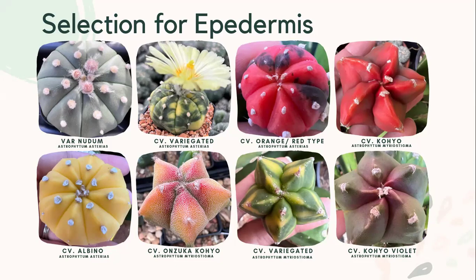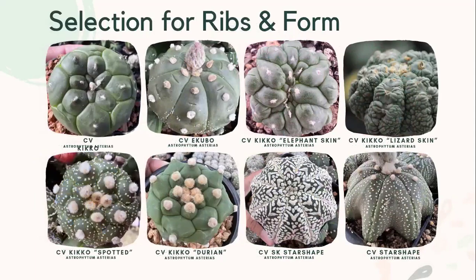So this is the pure albino Astrophytum asterias. It is grafted because it can't produce chlorophyll, so it would just die. So this is a koyo, but the Onzuka version. And this is the variegated Myriostigma, and this is a koyo. There's a violet, was that a violet cultivar.